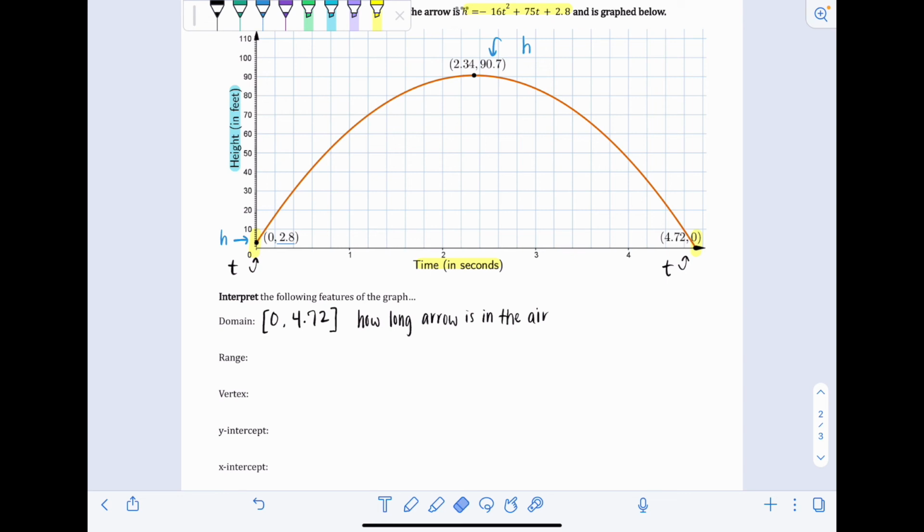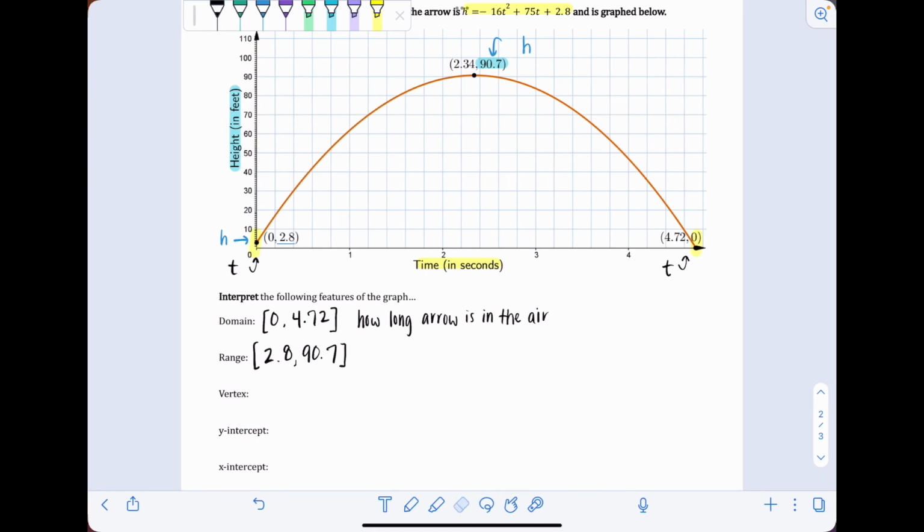And so our range, the lowest possible value of the height is 2.8. And then the max height, the highest value it goes up to, is 90.7. And then for brackets versus parentheses, the height can include 2.8. That's where it starts at, so we put a bracket around it. And it can include the max height 90.7, so we put a bracket around that.